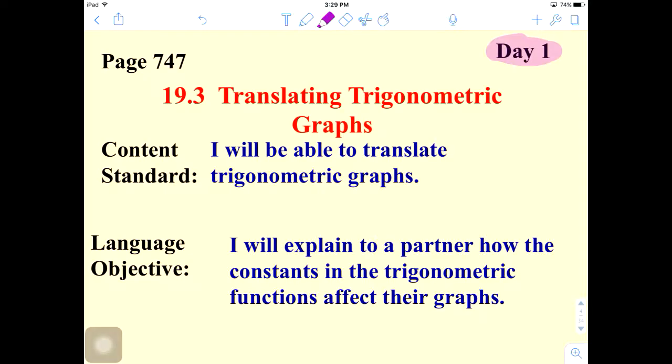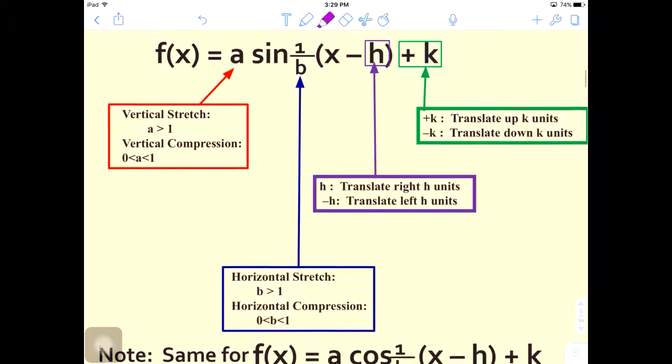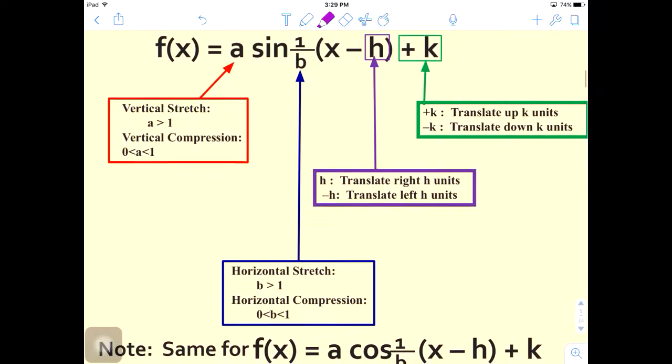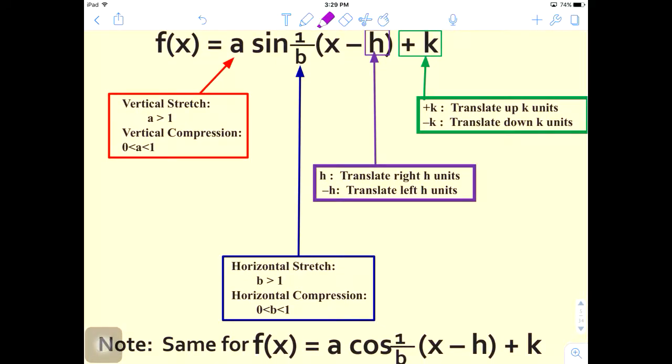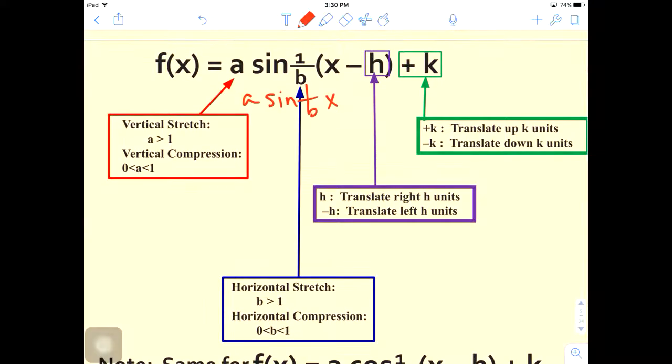So day 1 involves graphing by translating the trigonometric graph. So let's take a look at the first slide here. So we have the general equation. So earlier in the previous lessons, you have learned that we use the general equation A times sine of 1 over bx only. Notice that the h and k were missing, MIA. And so now you will notice that there's h and there's k. Those are going to be indicating the translations.